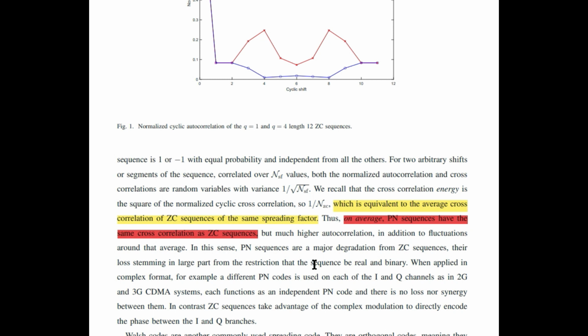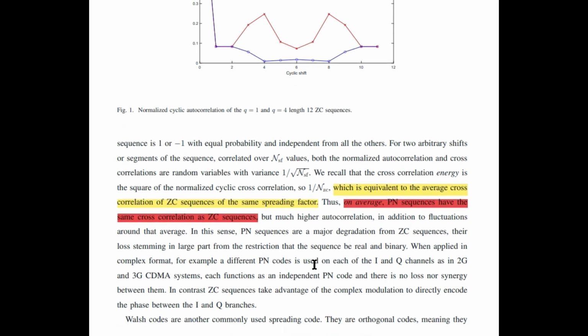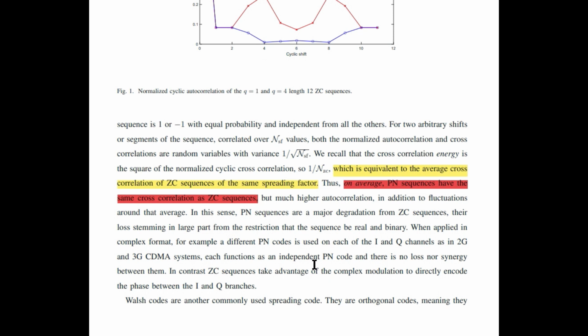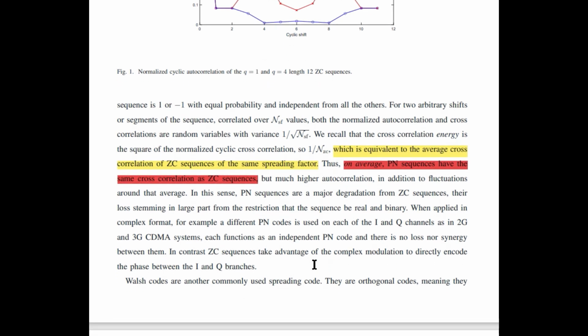That is the basic property we hold. So both have the same cross correlation value on average, right? But a much higher autocorrelation. Okay, so that is about cross correlation, not autocorrelation. In a PN sequence the autocorrelation is much higher, okay, compared to a ZC sequence.